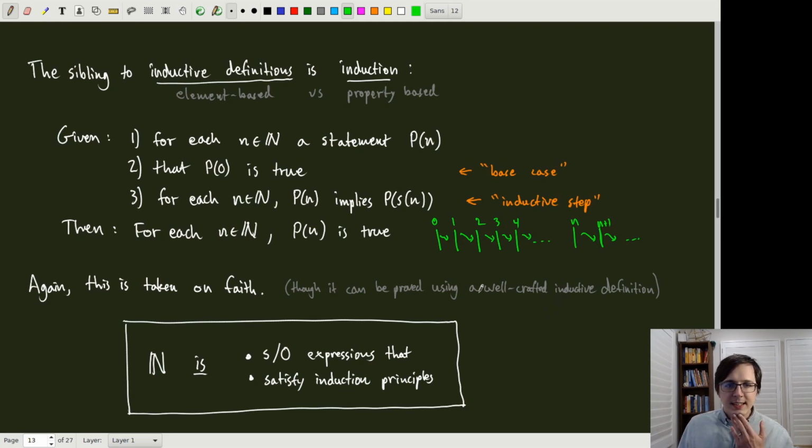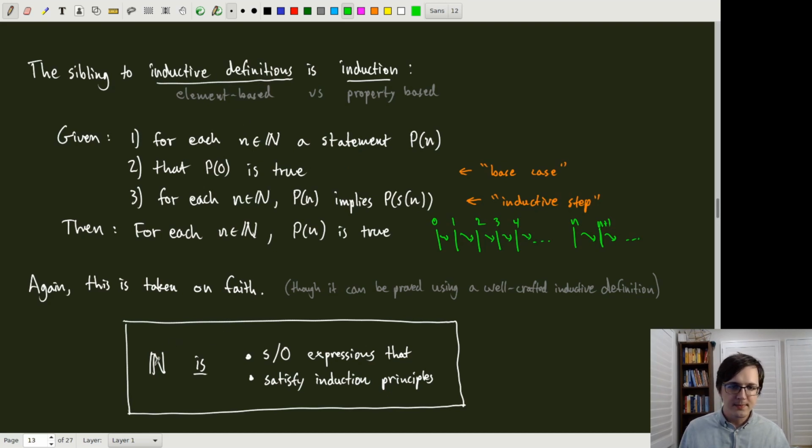Right. So just like inductive definitions, this is just an axiom that we take on faith. We know what it's like to count things in the world, and we have no reason to believe that counting doesn't work this way. Though strictly speaking, this principle of induction can be proved from the principle of inductive definitions.